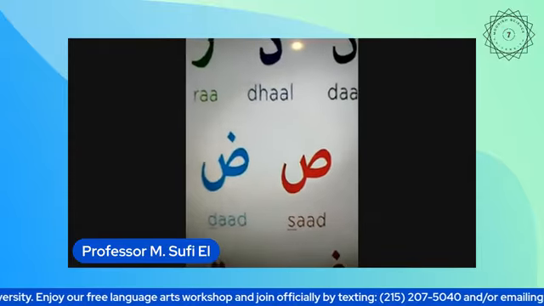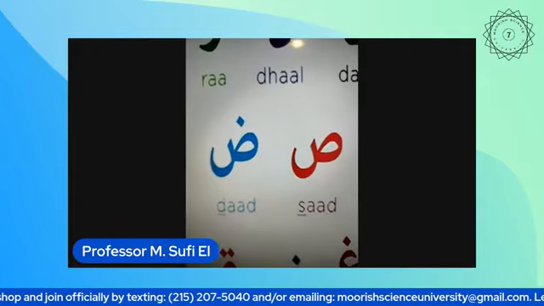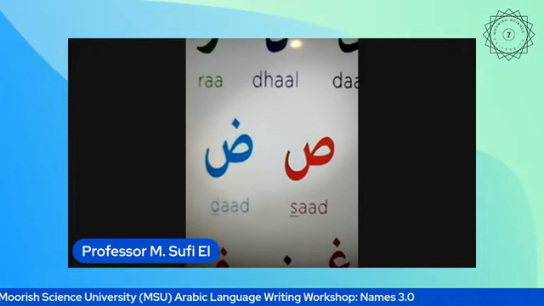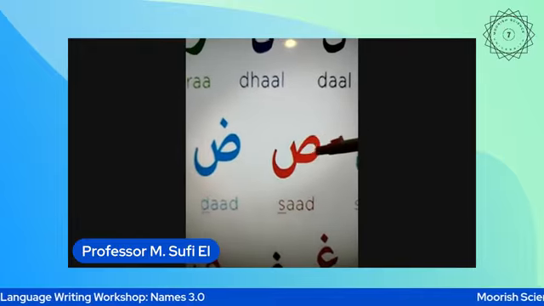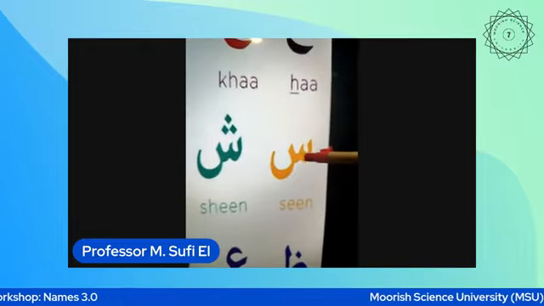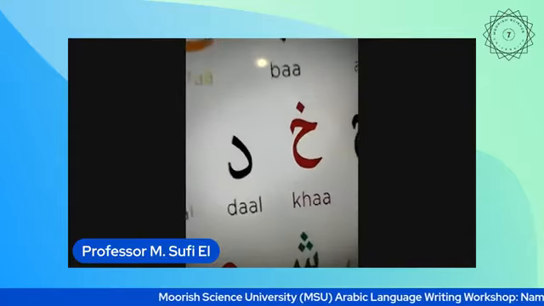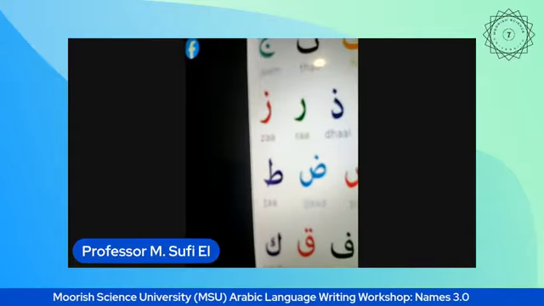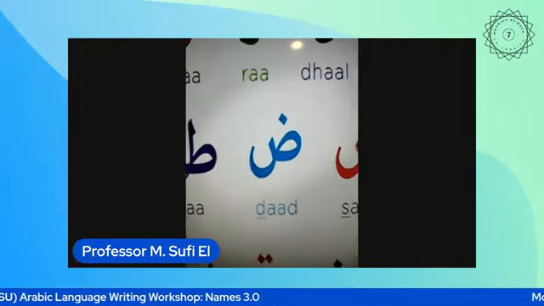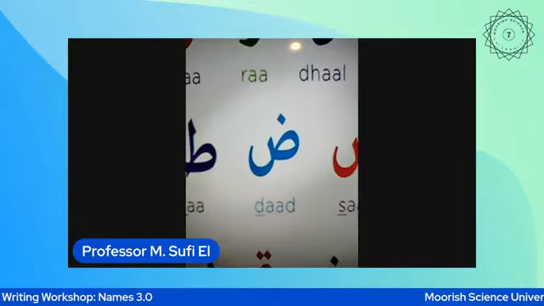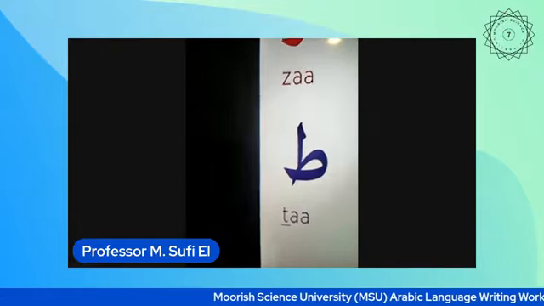So the sawd and the dod, look, there's another set of twin letters. Sawd, dod, right? Sawd is the hard S. This is a soft S. Dod is the hard D. This is a dal, a soft D. Dawood. This is dod. Dod. Daif. Weak.